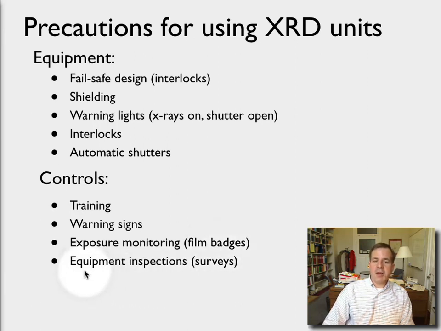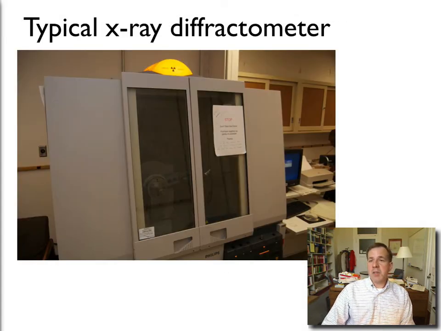Finally, we do regular equipment inspections of the radiation-producing equipment, looking for problems with the equipment, how the shutters work, and we also do surveys with radiation meters, Geiger counters, to make sure that the radiation enclosure is not leaking any radiation.